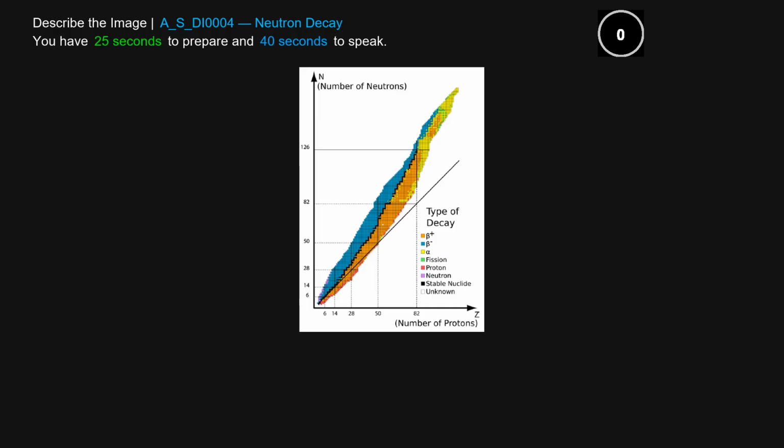Furthermore, one of the portions is maximum and the other one is minimum. Moreover, there are various colors in this picture which include black, white, blue, and yellow. Overall, the image gives us information about the number of neutrons.